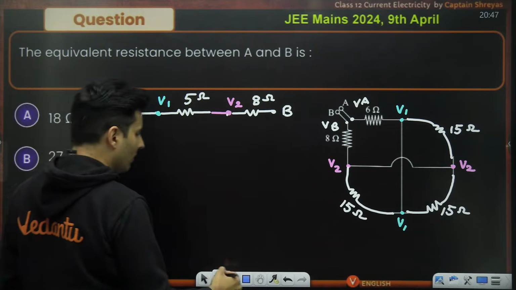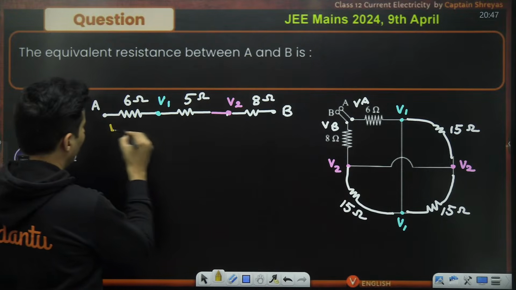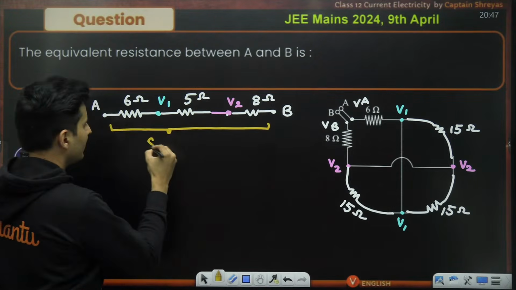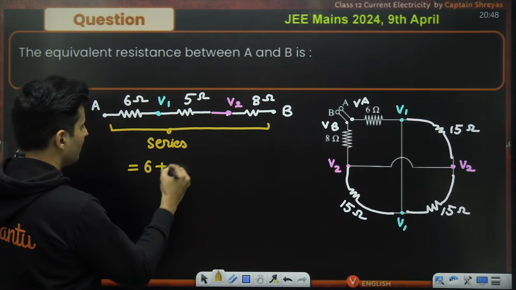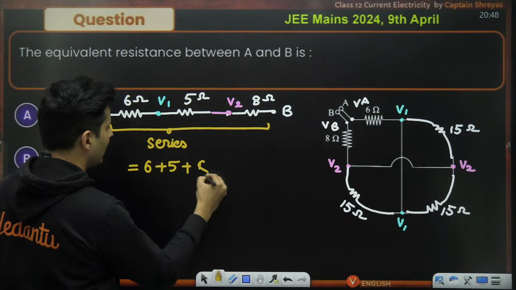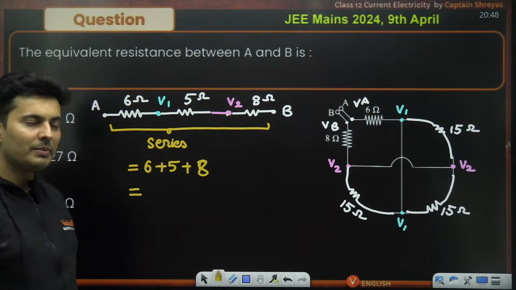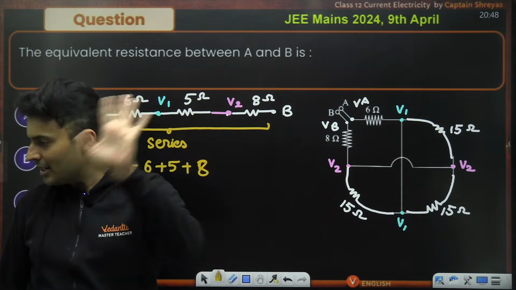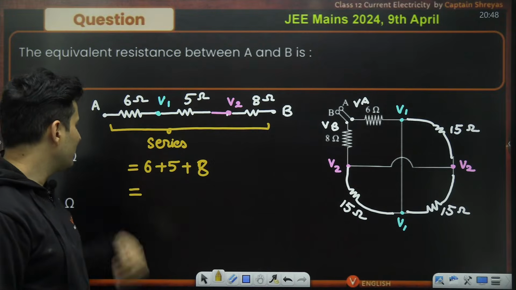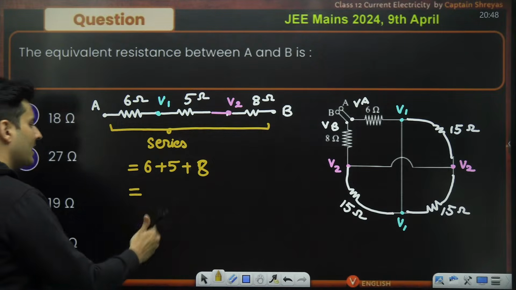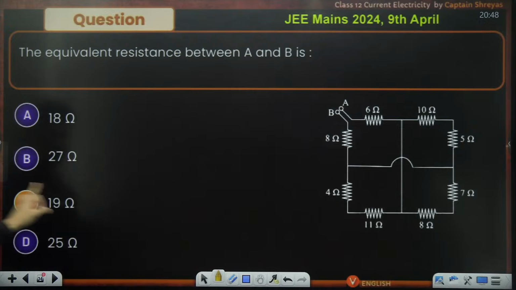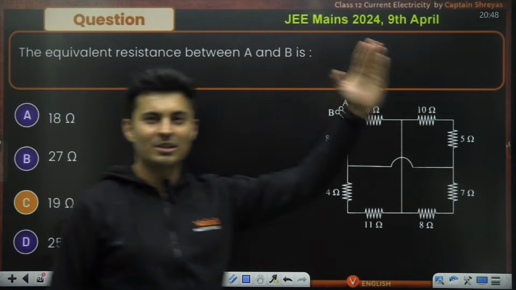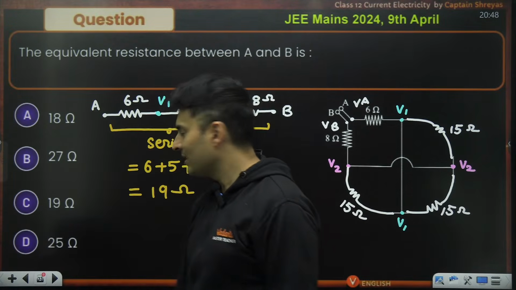Now these three are obviously in series. All of them are now in series resistances. So the combination will be 6 plus 5 plus 8. Is that right? Everybody with me? Understood? Clear? Okay. So 6 plus 5 is 11, 11 plus 8 is basically 19 ohms. So the final answer is option C, which is 19 ohms. Okay, that's how you do it.